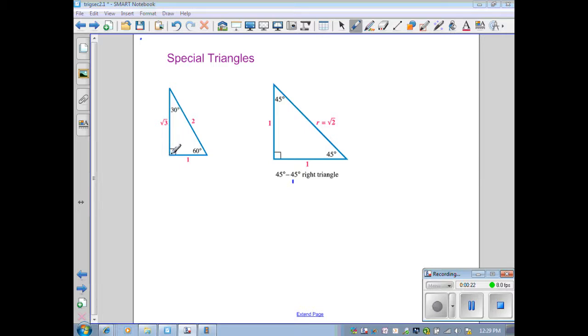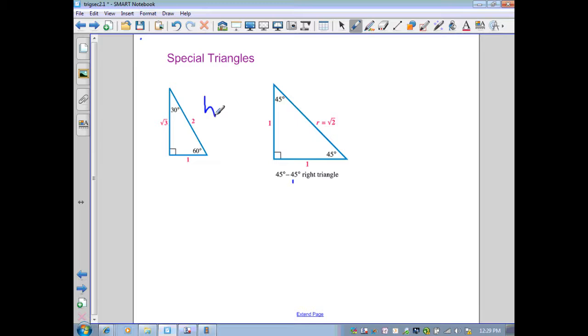Of course, we have a right angle, and opposite the right angle is the hypotenuse. We have two acute angles. Opposite the smallest angle is the short leg, and opposite the large acute angle is the long leg.